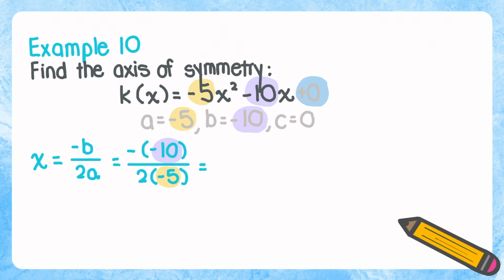Okay, so since I see a double negative, I know that's going to be a positive 10. And 2 times negative 5 equals negative 10. 10 divided by negative 10 equals negative 1.